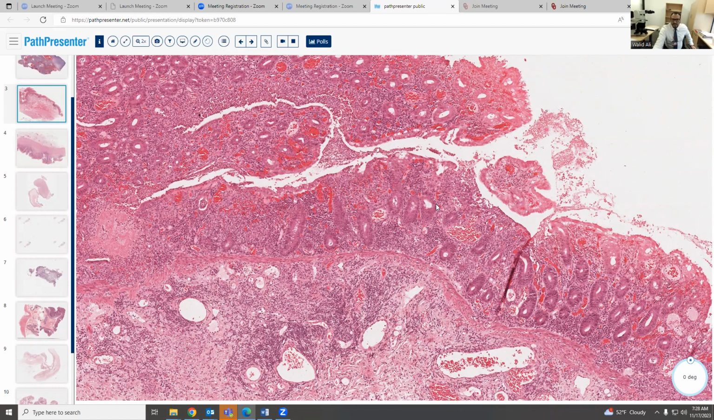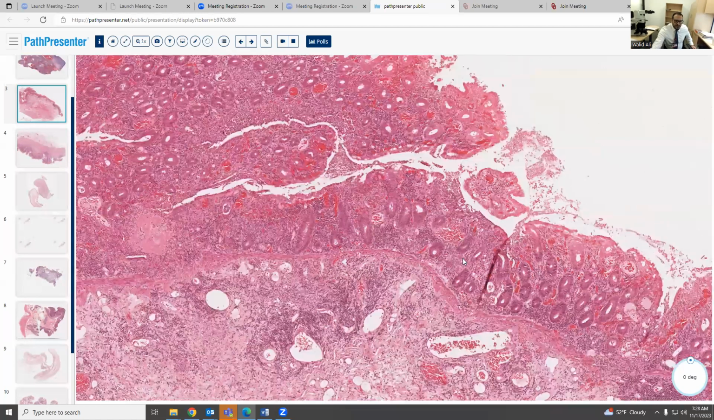So until now, these are all features of chronicity: crypt architectural distortion, lymphoplasmacytosis, pyloric gland metaplasia, and Paneth cell metaplasia. Now we're going to talk about features of activity, which tell you there is still active inflammation going on.